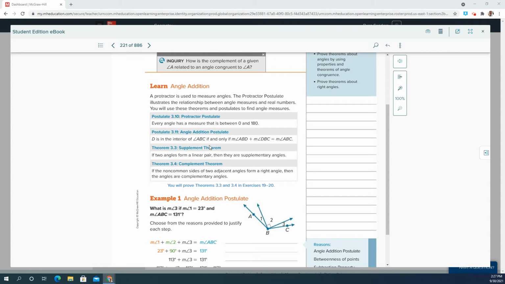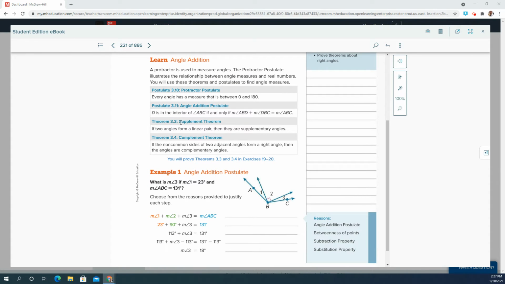Angle addition postulate is like the segment addition postulate, where if you add up the two on the inside, you get the total on the outside. The supplement theorem: if two angles form a linear pair, they're supplementary. Linear pair means they're on the same line. Supplementary means they add up to be 180 degrees.